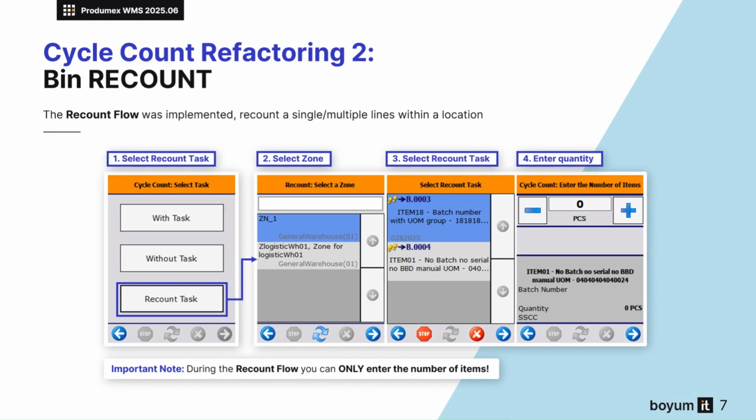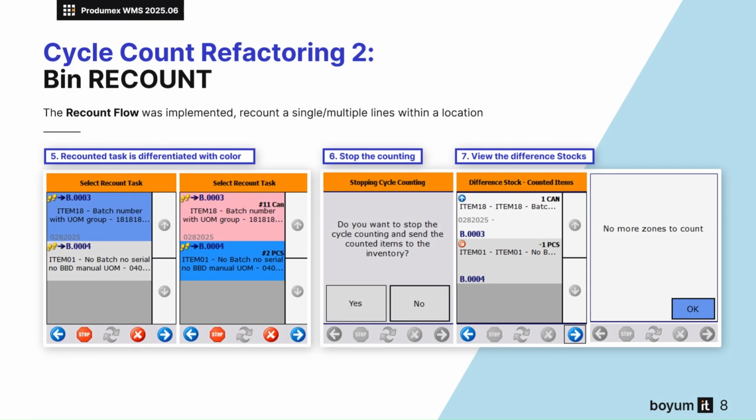The feature can be accessed on the following path: logistics, inventory, cycle count, and then recount task. Then select the zone and pick the needed recount task. Do the recount and enter the quantity. Important note: during the Recount flow you can only enter the number of items. If a recount has been done, the lines will remain on the screen but will be distinguished by color. The system will show the already counted lines in a distinct color and display the quantities that were entered.